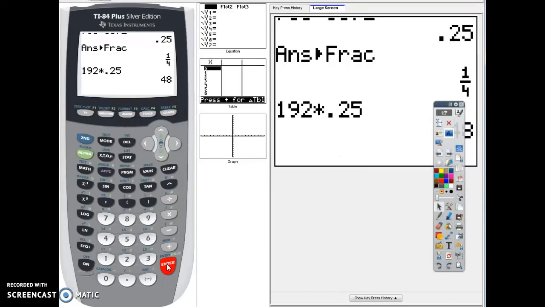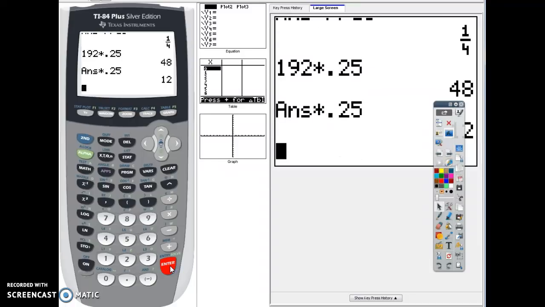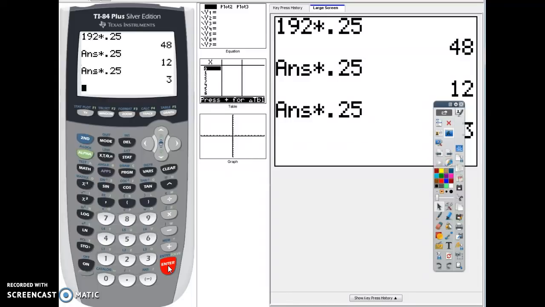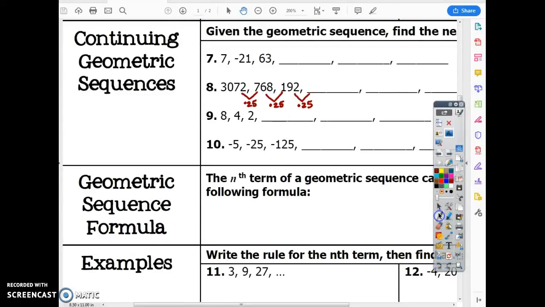Write that number down. Then, you don't even have to type it again. You just do times 0.25, enter, and it gives you the next number, which is 12. Times 0.25, and that gives you the last number, which is 3. So we have 48, 12, and 3. Okay? So that's how you should have done all the way up to 10.